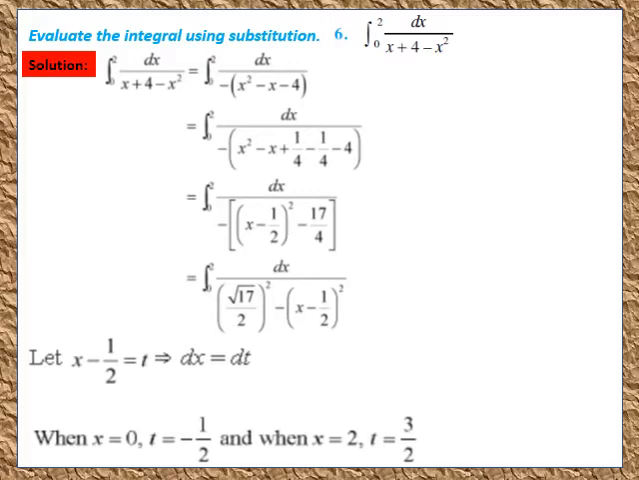So if we put x minus half equals t, we get dx equals dt. So when x equals 0, t is equal to minus half. We have to change the limits. And when x equals 2, t is equal to 3 by 2.